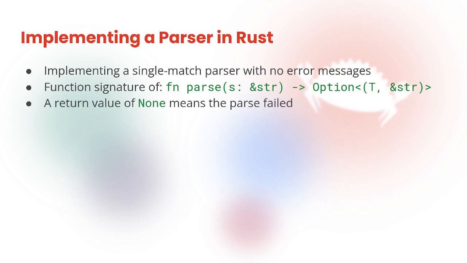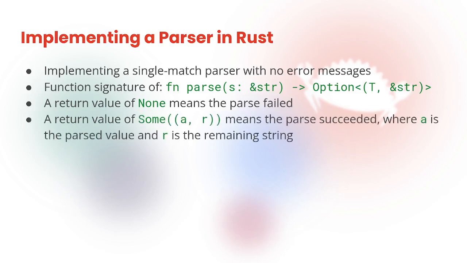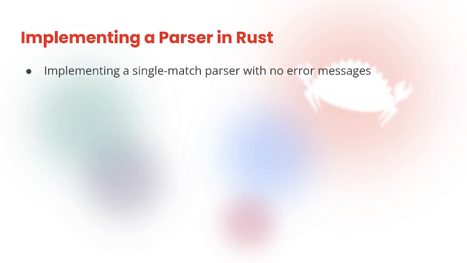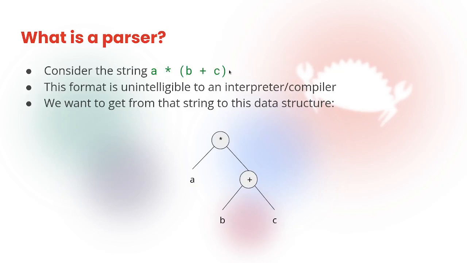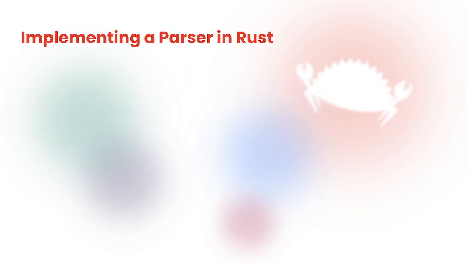Notice that this data structure can be optional, and the reason why it's optional is because you can have invalid syntax. You can have syntax errors in your string, in which case it would return none. For return value of Some(A, R), it means that the parse succeeded, where A is the parse value and R is the remaining string. So it could be that maybe there was a plus D at the end over here. In that case, we could return this data structure, and then the remainder would be plus D, because we didn't actually parse that part. Usually we would want to parse the whole thing, but in some cases, there might be a remainder.